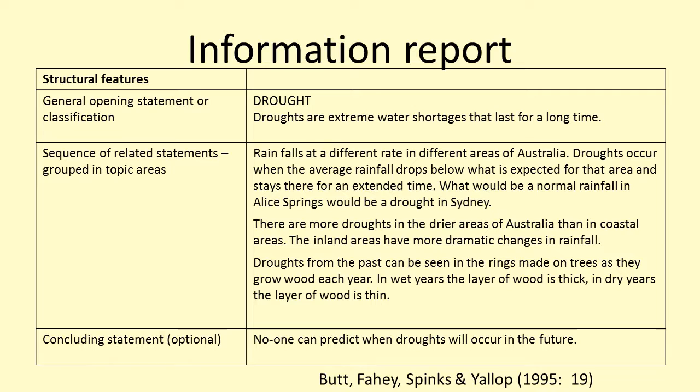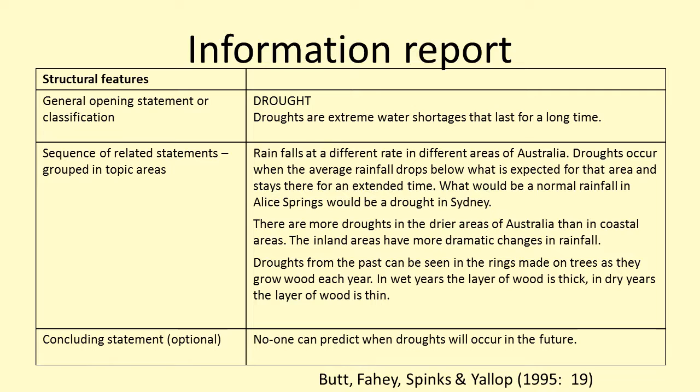Droughts occur when the average rainfall drops below what is expected for that area and stays there for an extended time. What would be normal rainfall in Alice Springs would be a drought in Sydney. There are more droughts in the drier areas of Australia than in coastal areas. The inland areas have more dramatic changes in rainfall. Droughts from the past can be seen in the rings made on trees as they grow wood each year. In wet years, the layer of wood is thick. In dry years, the layer of wood is thin.